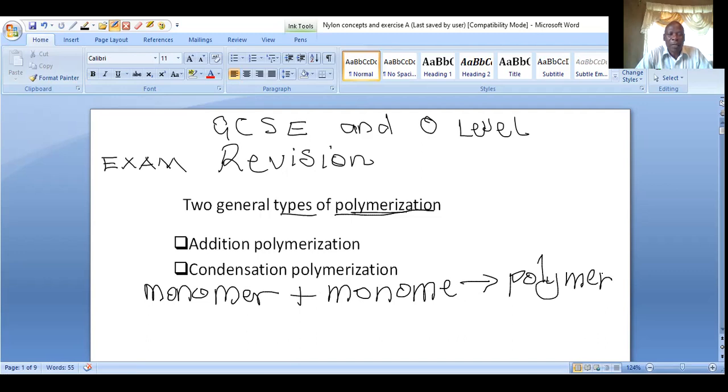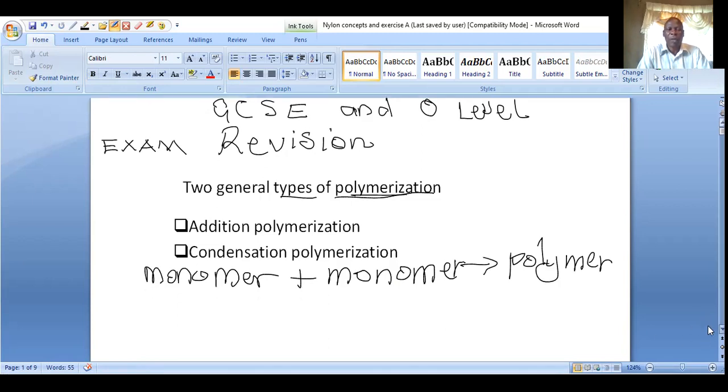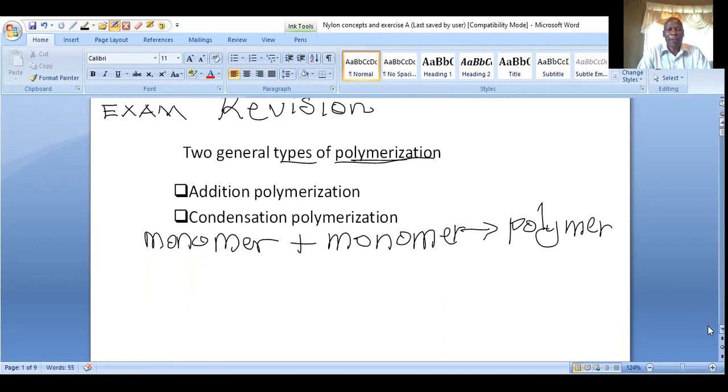Addition polymerization is where the monomers are merely added without removing or forming another product, while condensation polymerization is where the monomers are added and at the same time you remove smaller molecules to form a byproduct. So that's the typical difference. In addition polymerization, you don't form a byproduct as a result of removing smaller molecules, while in condensation polymerization, you remove smaller molecules and you form a byproduct as you are forming a polymer.